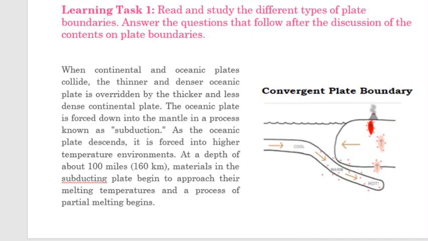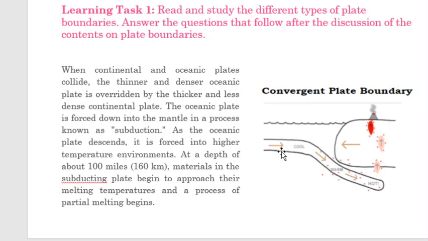If we look at this image, we're going to first discuss the processes that take place in convergent plate boundaries. Look at the image and you can see that this one is a continental plate and this one is an oceanic plate. When they collide, the thinner and denser oceanic plate is overridden by the thicker and less dense continental plate. The oceanic plate is forced down into the mantle in a process known as subduction.